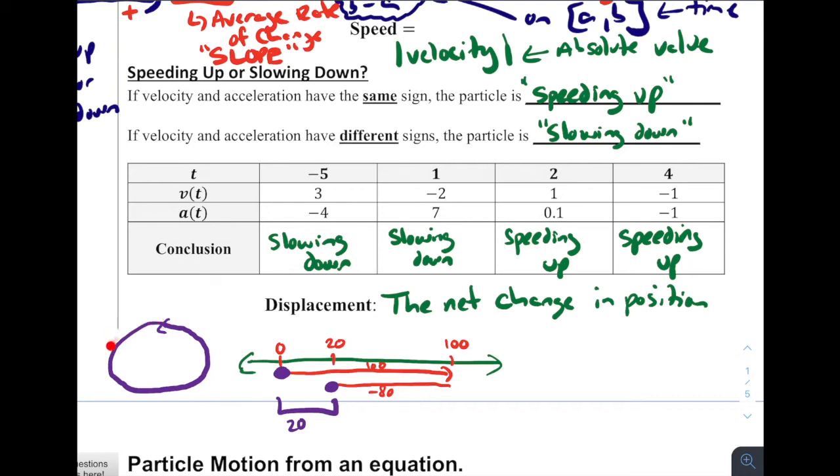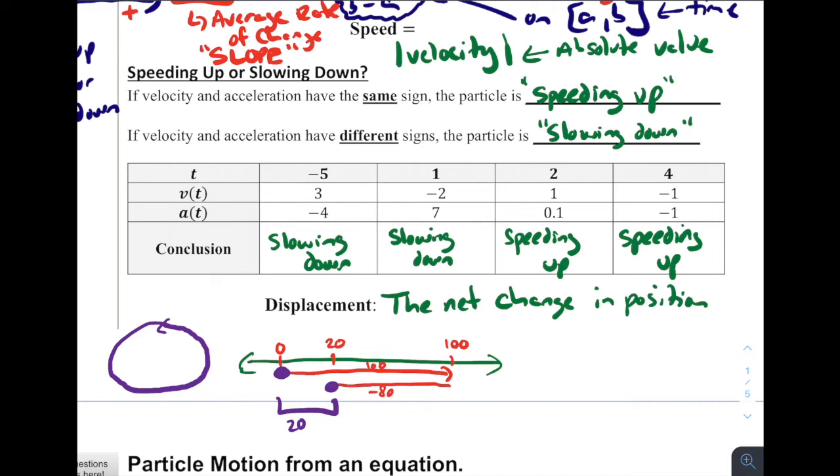So while the runner is getting distance as it goes around, the displacement ends up being 0 if the object or the person ends exactly where it starts, because it is the net change in position. So displacement is different from total distance traveled. Those are two different things.